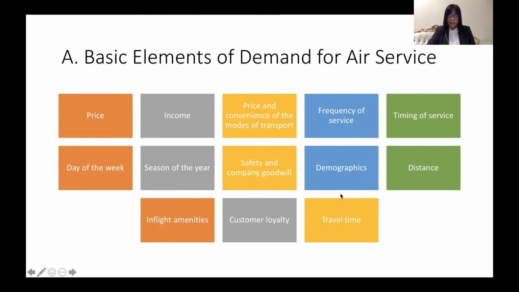And demographics. You have to notice that age is often a factor in the travel decision, because adults may travel more than children, and children tend to travel less because they depend on their parents. The next factor is distance. The longer the travel distance involved, the fewer trips will be made. Business and leisure travelers make relatively fewer transoceanic trips than trips across the country.